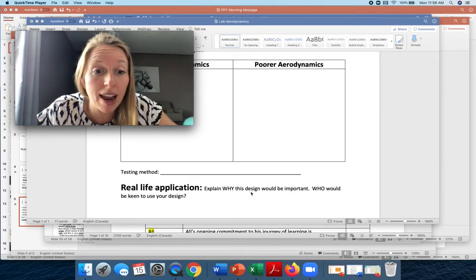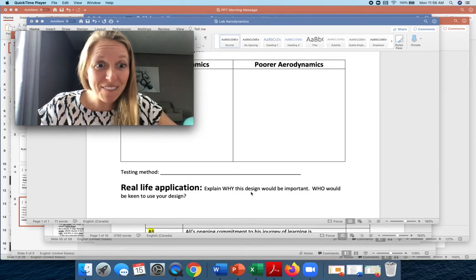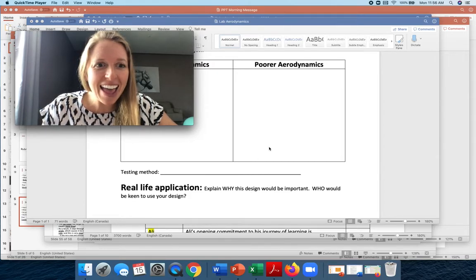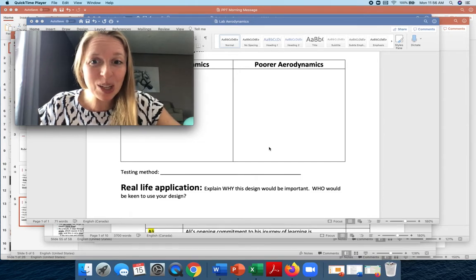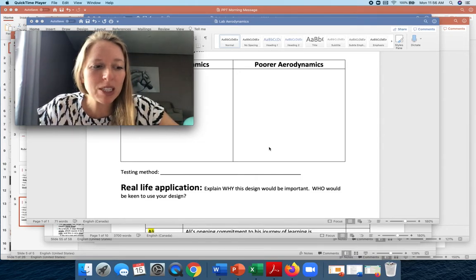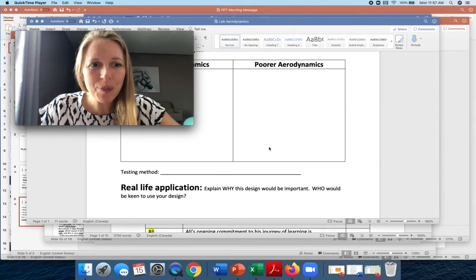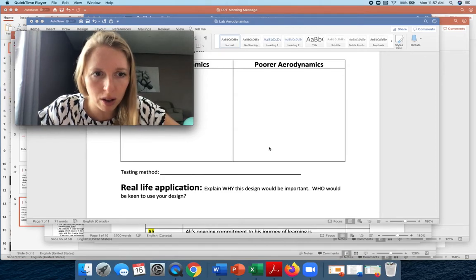And then who would care about it? Why would this design be important? Okay, so have fun with this. And these are due tomorrow. This is our last little bit of aerodynamics and air. And then we're going to be getting into flight much further tomorrow. Yeah, okay, so this is due tomorrow by 1 o'clock, okay? Your design. Let me know if you have questions when we get to our social studies Zoom.